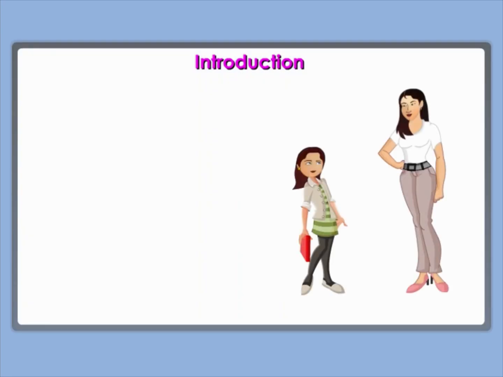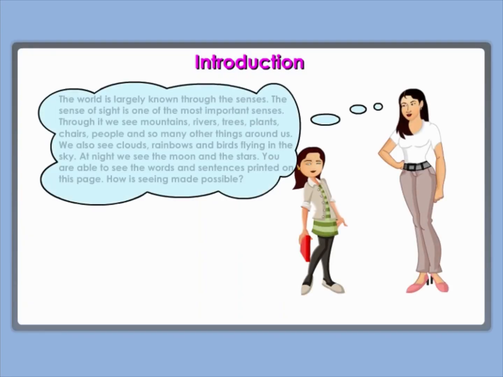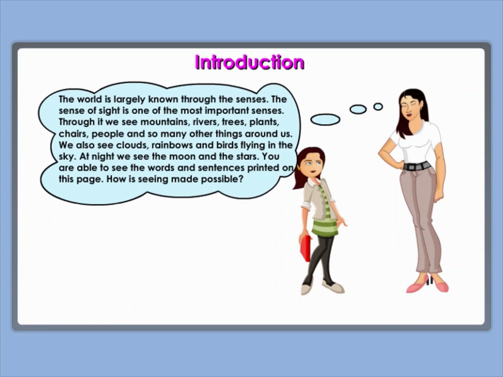Introduction. The world is largely known through the senses. The sense of sight is one of the most important senses. Through it we see mountains, rivers, trees, plants, chairs, people, and so many other things around us. We also see clouds, rainbows, and birds flying in the sky. At night we see the moon and the stars. We're able to see the words and sentences printed on this page.